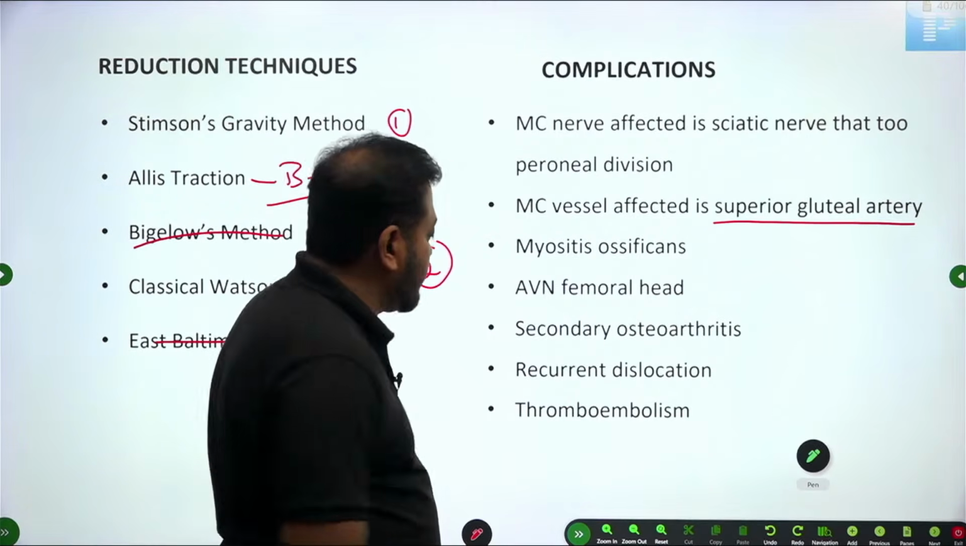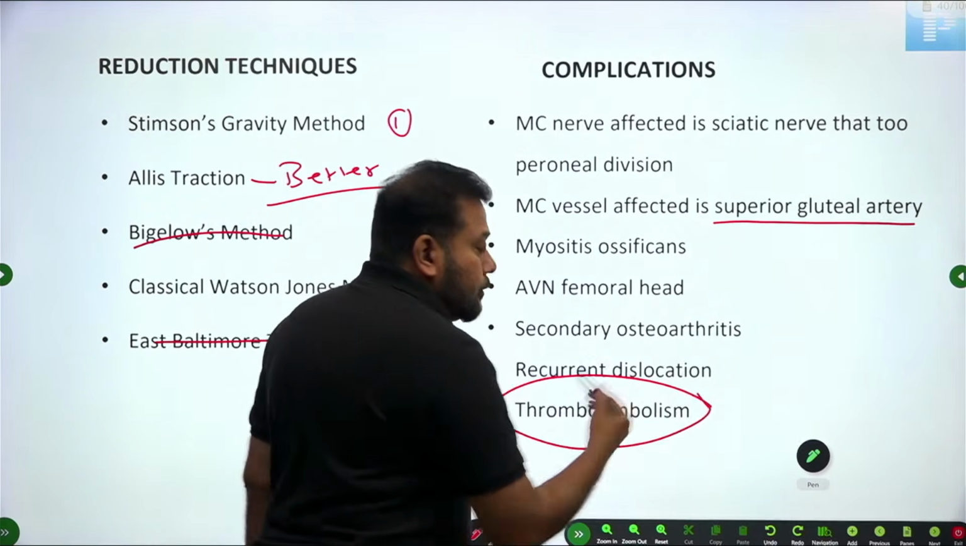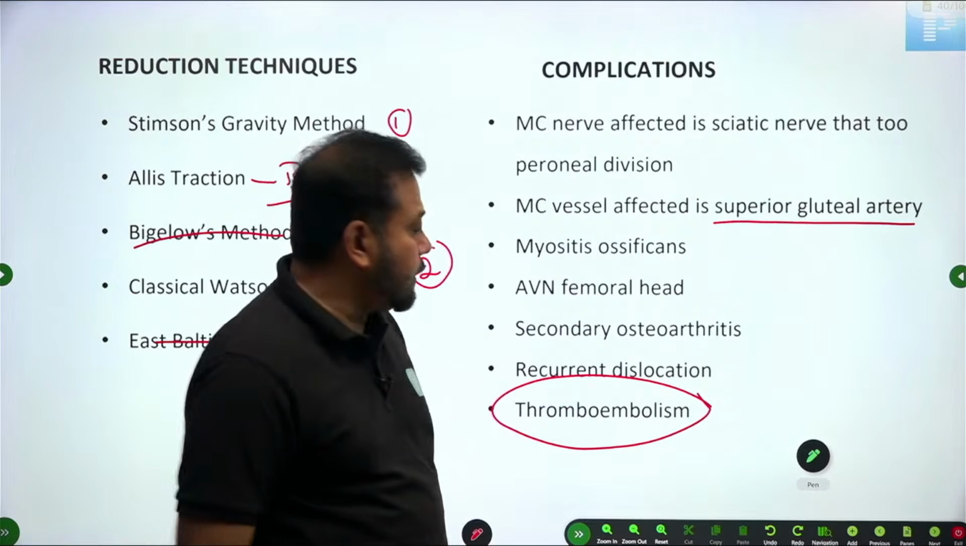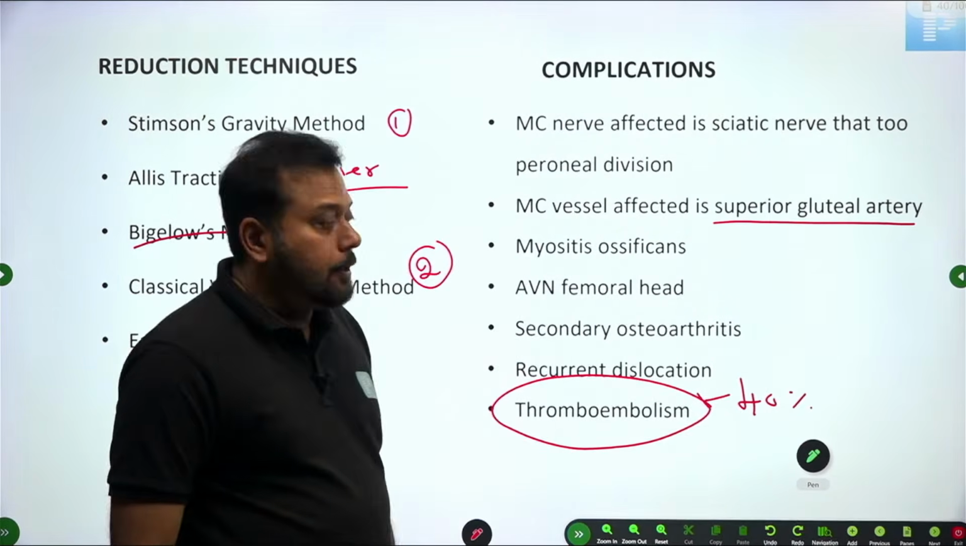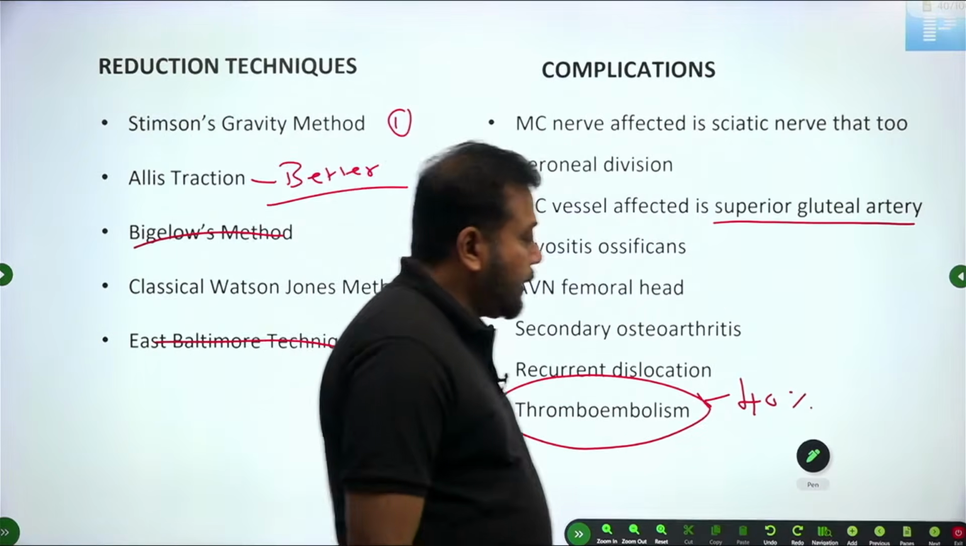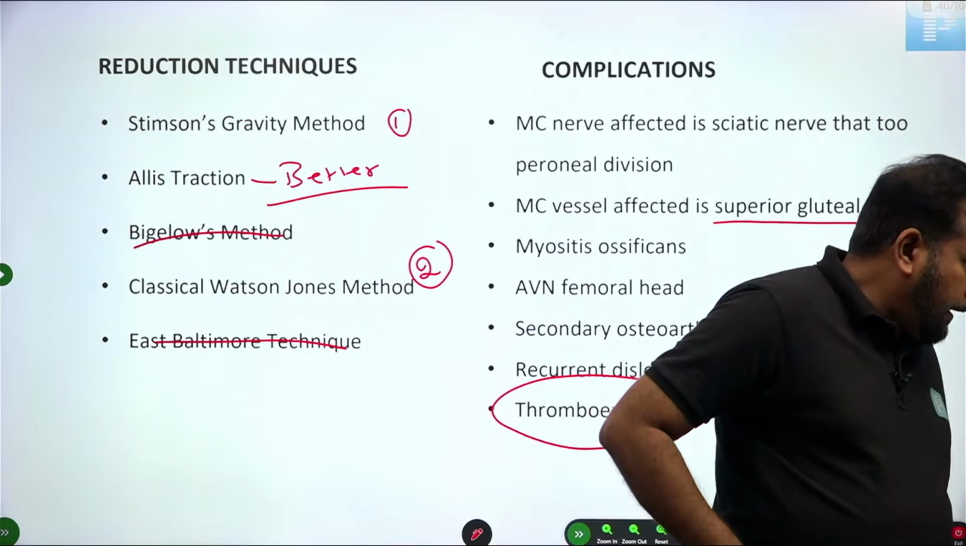Notoriously, they can go for thromboembolism. Okay, chances are there. What is the chance? 40% thromboembolism. Right.